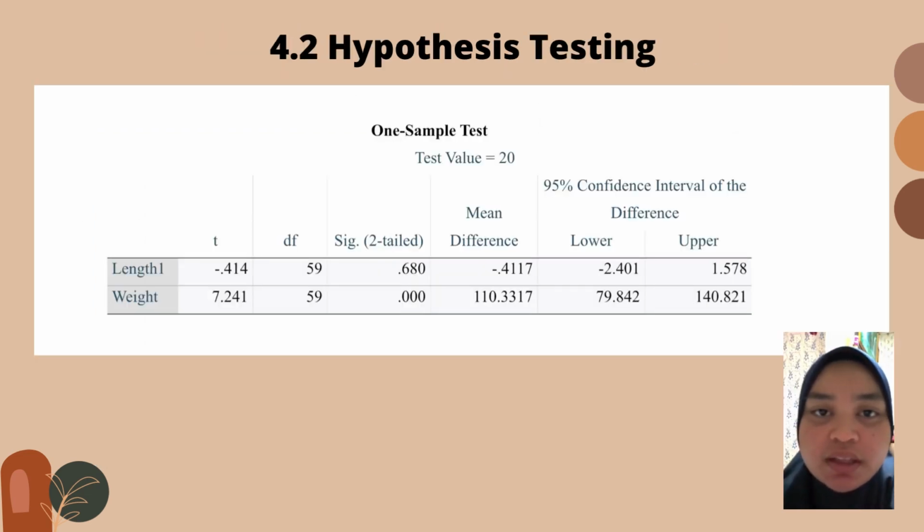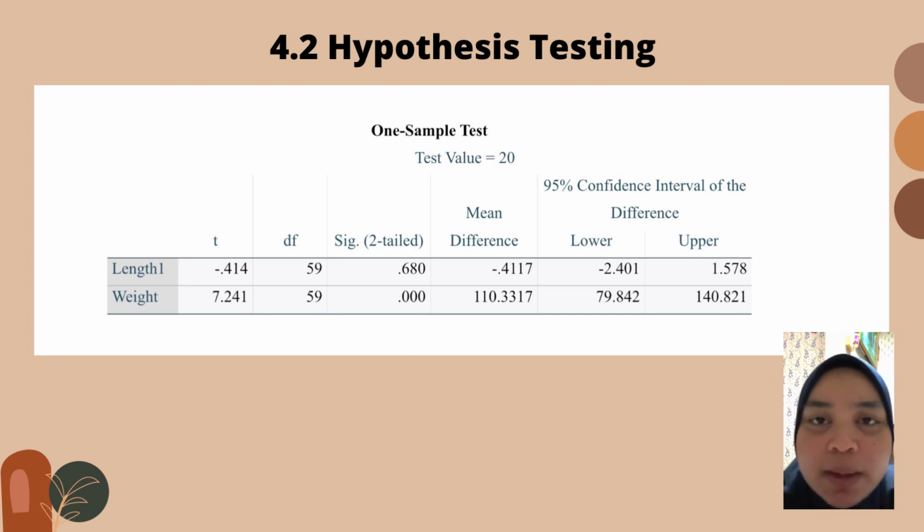Hypothesis testing. In this table, we have two variables that are used for the one sample t-test, which are length 1 and week. First, the t-test for length is negative 4.40 and for week is 7.241. Both variables have the same DF, which is 59. The mean difference for length is negative 4117, while for week is 110.3317.